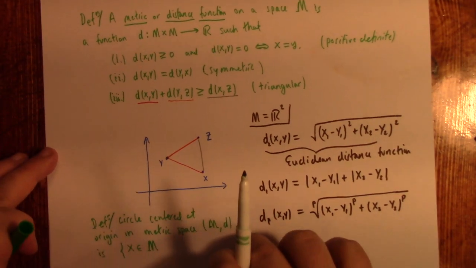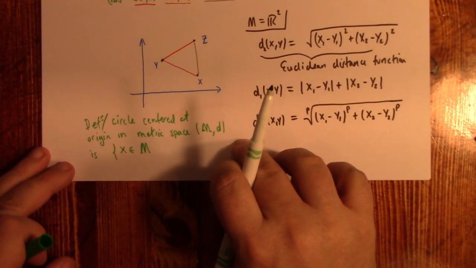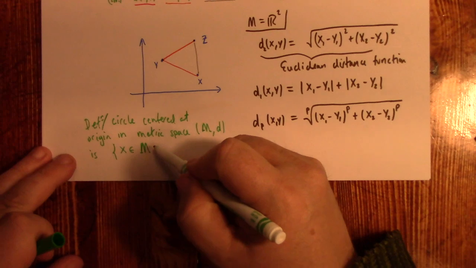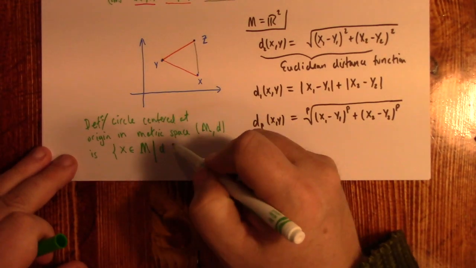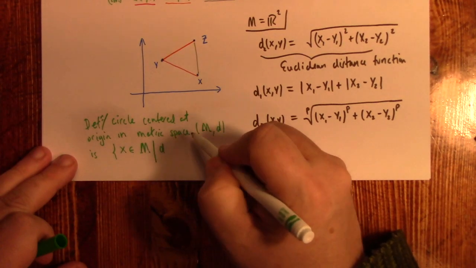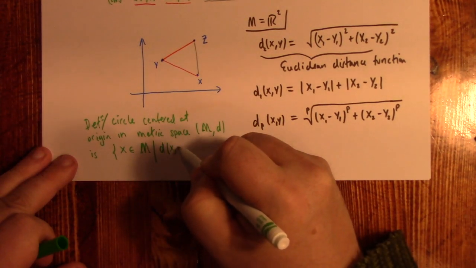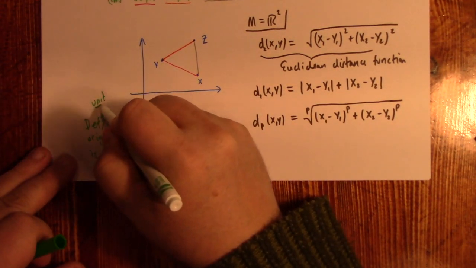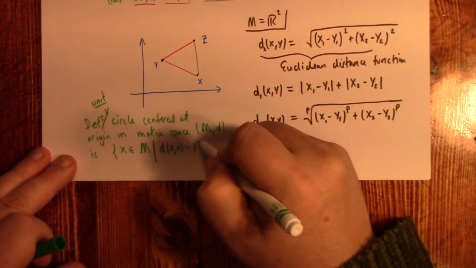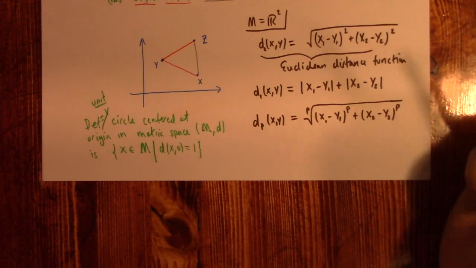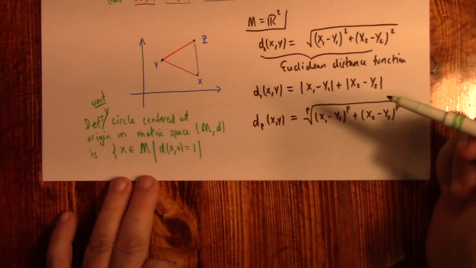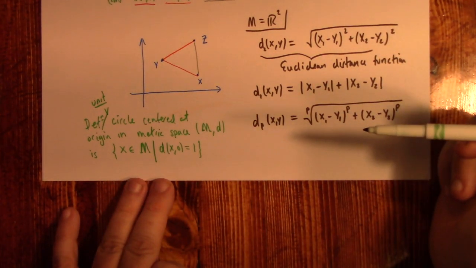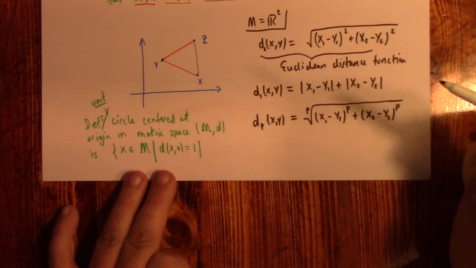Sorry, I'm off the page, my bad. I'm sorry, guys. There it is. A circle centered at the origin in metric space (M, d) is this collection of points x in M such that the distance from x to the origin, and I said origin, so apparently 0 is in the space, and let me make it more specific here, the unit circle, equals 1. And so this would define a circle in this space, a set of points equidistant from the origin, the unit circle.